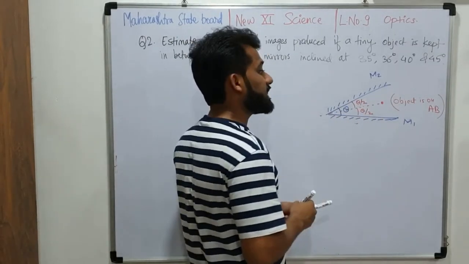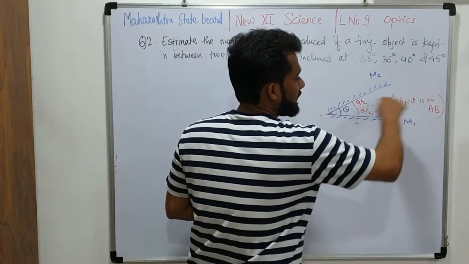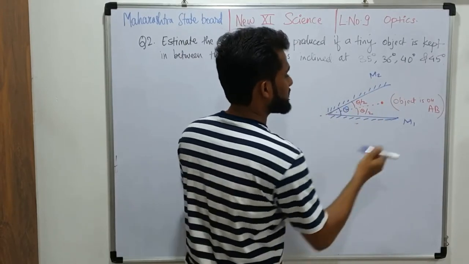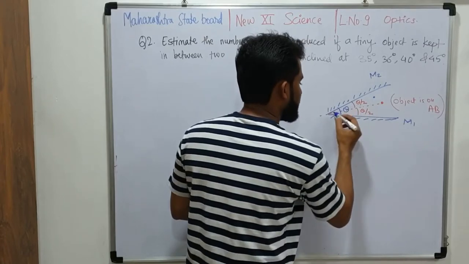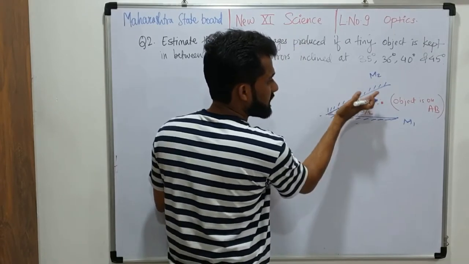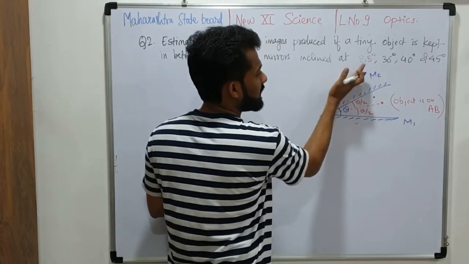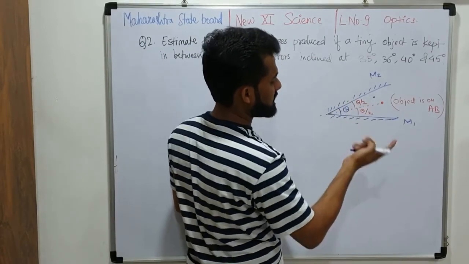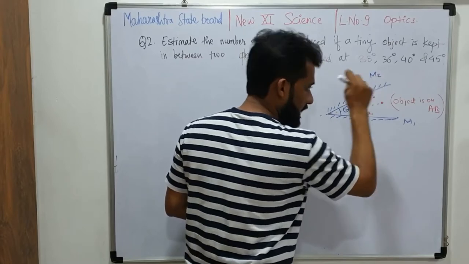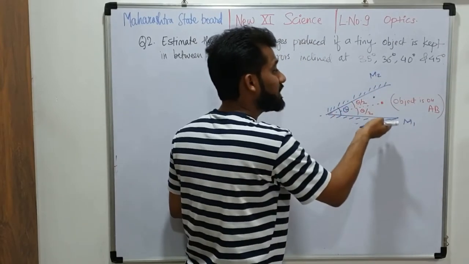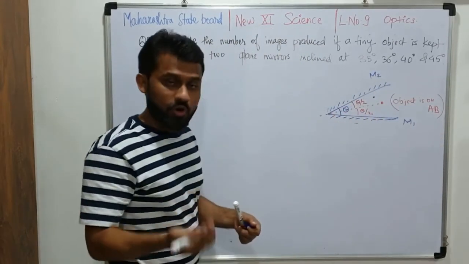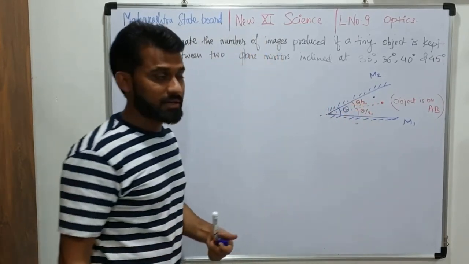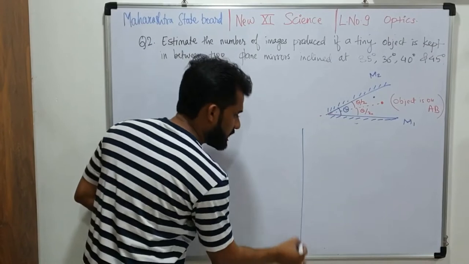And if the object is not placed on the angle bisector, that is, if it is not placed symmetrically, if it is placed somewhere over here, then clearly the angle made with the first mirror will be more than the angle made with the second mirror. So there are two cases. If the object is placed on AB, that is on angle bisector, that is symmetrically, or if the object is placed off angle bisector, that is asymmetrically. So for that, I'll just draw a table.